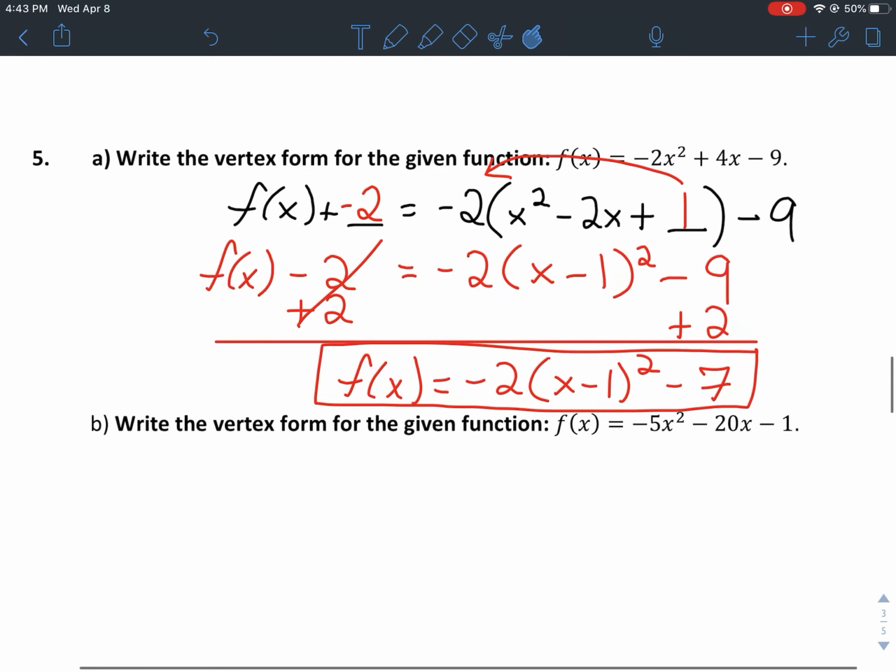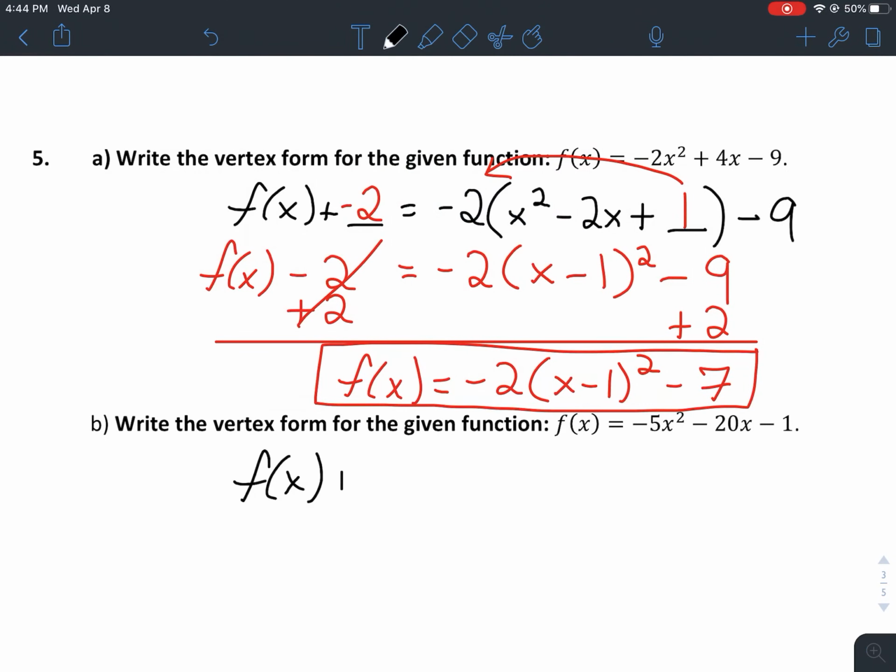Okay, so now we're going to do the next one, which is pretty similar. So we set it up the same way. f of x plus blank equals whatever the a value is, or the number out front here. You take that out front and you divide each of the first two terms by it. So negative 5 comes out front. Negative 5x squared divided by negative 5 is x squared. Negative 20x divided by negative 5 is positive 4x. Be careful with your signs there.